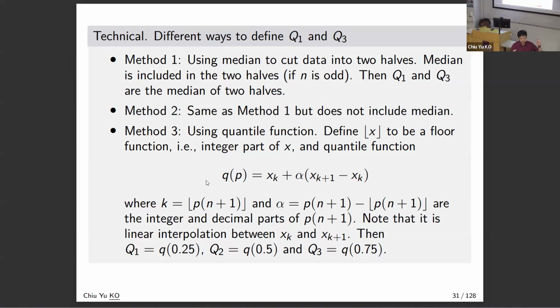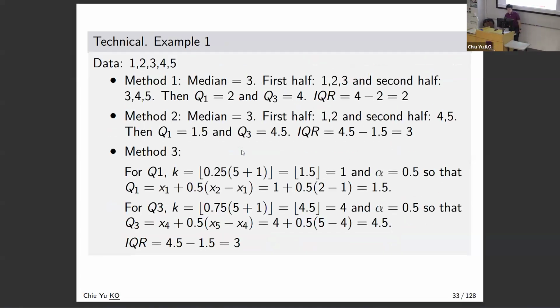But the problem is when you have an odd number of data points, the median is an observation. The problem is whether you count this middle guy as belonging to both halves. If you do, that's method 1. If it doesn't, it belongs to method 2. Let me show you the example. It's not something complicated. I think you learned it in high school, but let's show you this.